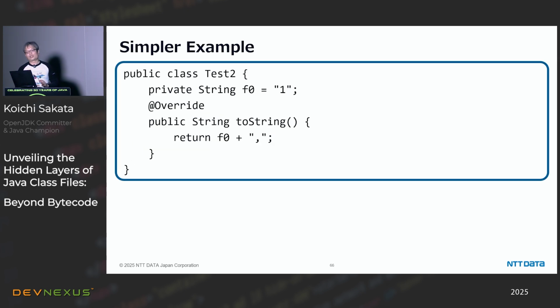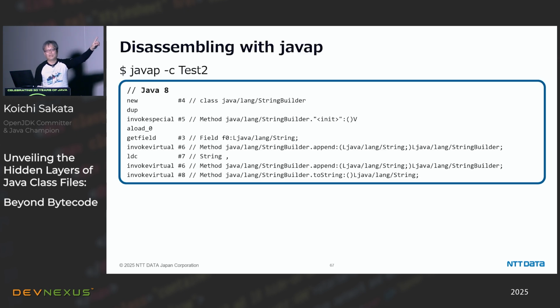First, the long concatenations in the previous test were designed to trigger the issue. Let's take a simpler example. Suppose you write code to concatenate a literal and comma to the string field F0. When you disassemble this with the javap command, you will see that up until Java 8, the code used StringBuilder to append the string and then called toString. The process itself has no issues.